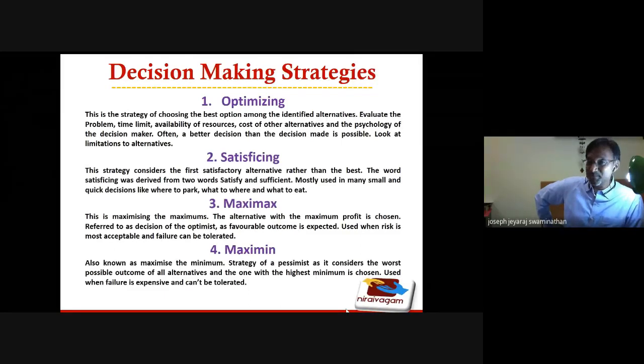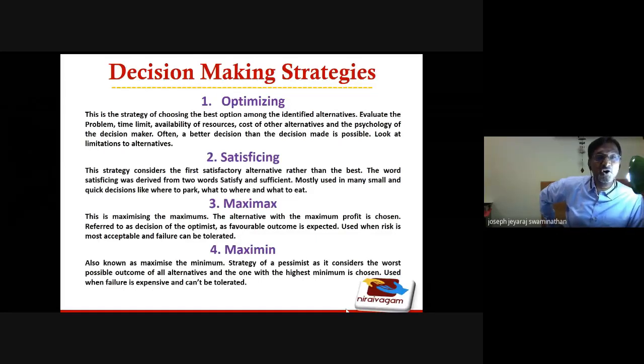And the next one is very important, maximax. This is maximizing your maximums. The alternative with the maximum profit is chosen. Don't we all look at maximizing a situation? You just don't make a choice just like that. Instead, you look at how can I maximize it? How can I get the maximum profit out of something?